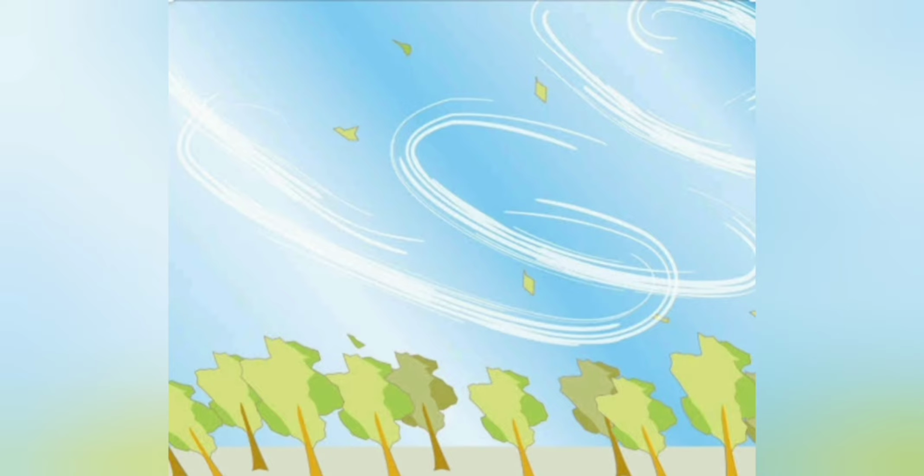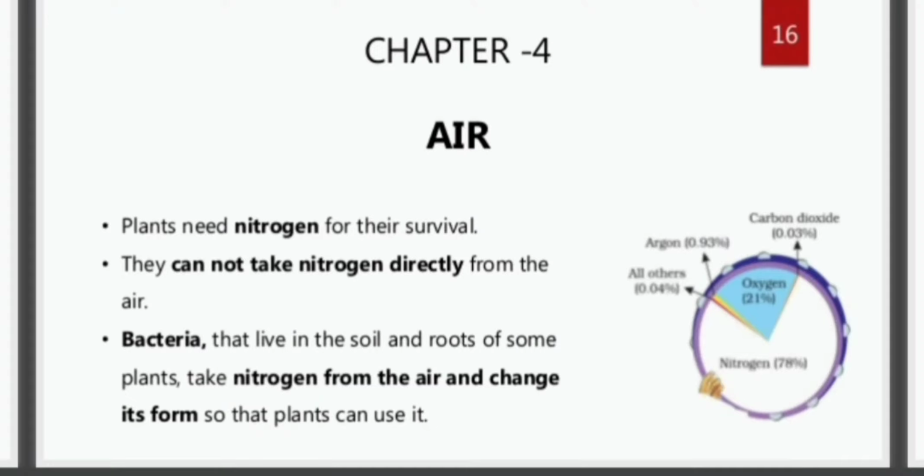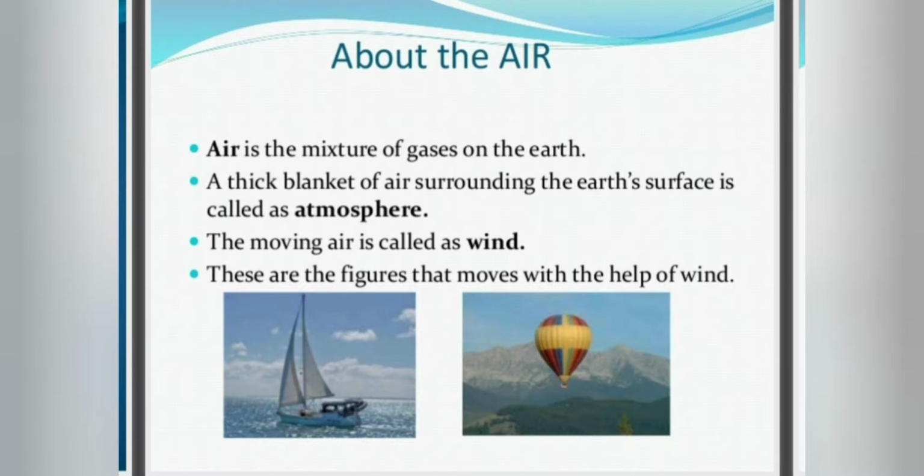Let us revise the chapter Air and Water. The blanket of air which surrounds the earth is called the atmosphere. The presence of the atmosphere has made the earth a unique planet. It has life-giving gases like oxygen for human beings and animals and carbon dioxide for plants. Therefore, it provides us air for breathing.